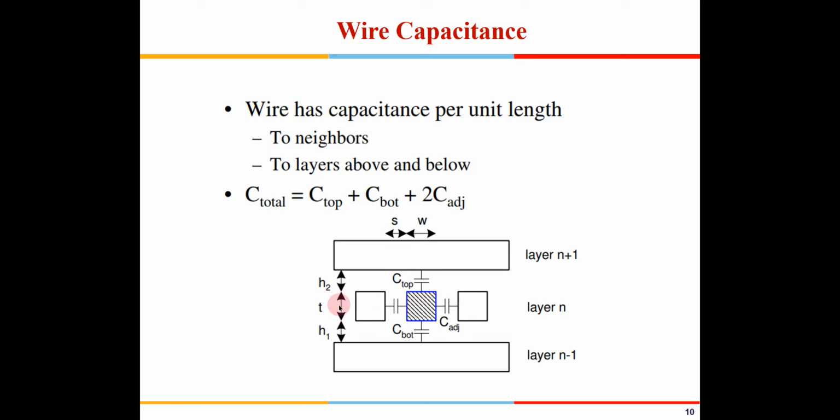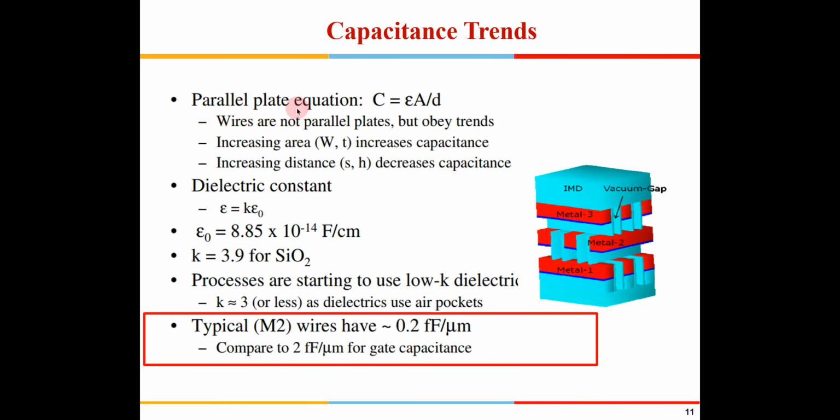Okay, and T is the thickness of this particular metal which we are interested in now. So the total capacitance will be some total of C top, C bottom, and 2 C adjacent, because both sides there could be wires. So this is the total capacitance as seen by the wire. You can actually think of it as a parallel plate capacitor, where C will be given by epsilon A by D.